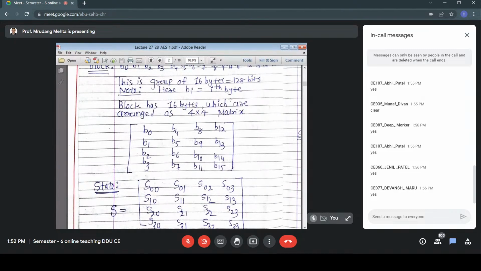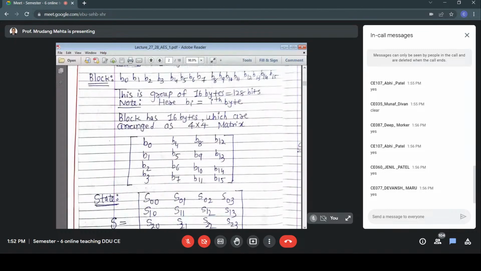So this is also a group of 16 bytes, that is 128 bits. Here Bi is the ith byte, and you can see that the block can be represented by 16 bytes: B0, B1, B2, B3, B4, B5, B6, B7, 8, 9, 10, 11, 12, 13, 14, 15. So this can be represented as a matrix of 4 cross 4.